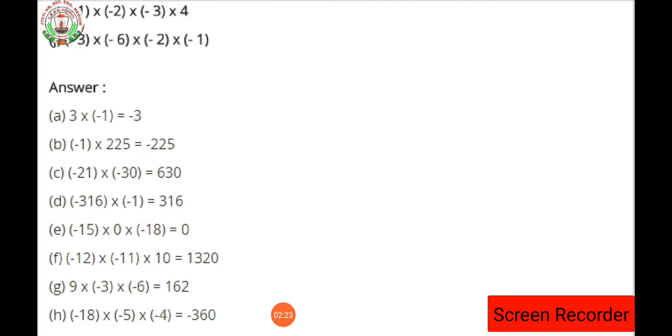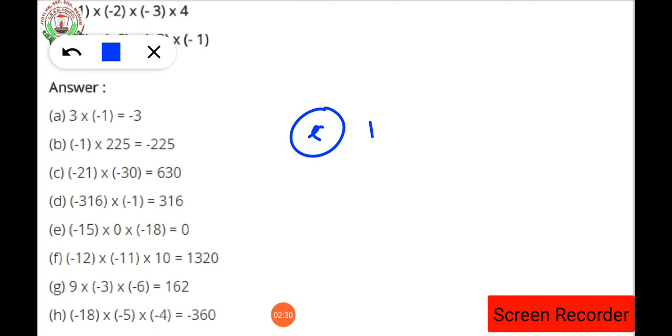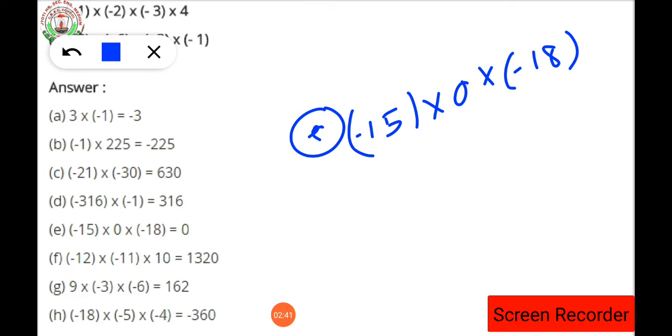Now in the same way we are having the E part of the question. Looking at the E part of the question, it is very clear that minus 15 will be multiplied with 0 will be multiplied with minus 18. As we know that when any number is multiplied with 0, the answer automatically becomes 0 itself. So minus 15 into 0 is 0, and then 0 into minus 18 will be 0. Hence the answer will become 0 itself.